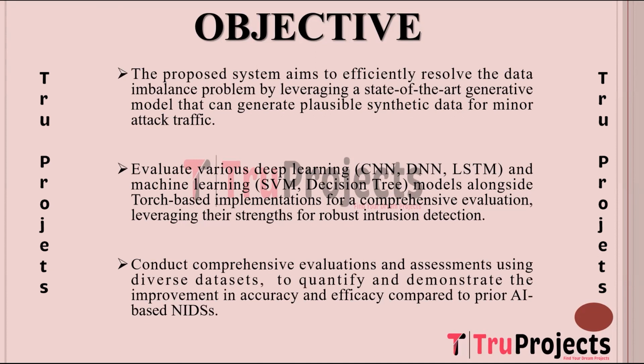The project involves thorough evaluations and assessments using diverse datasets to quantitatively measure and demonstrate the enhancement achieved by the proposed system. By comparing the accuracy and efficacy metrics against prior AI-based intrusion detection systems, the project aims to showcase the tangible improvements achieved in detecting and mitigating network threats. This demonstration not only validates the effectiveness of the proposed enhancements, but also provides concrete evidence of the system's superiority over previous iterations.